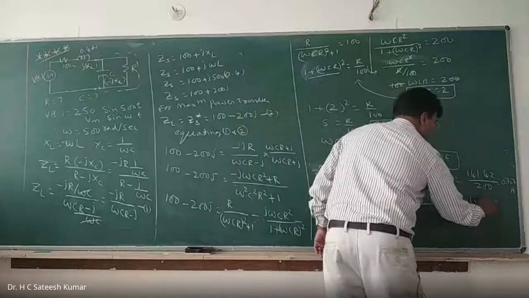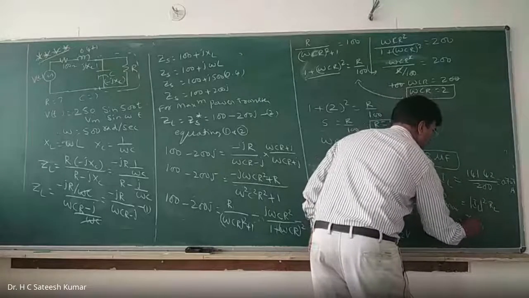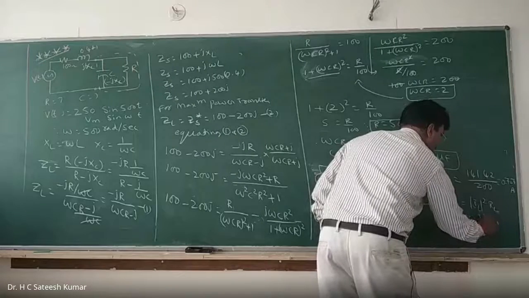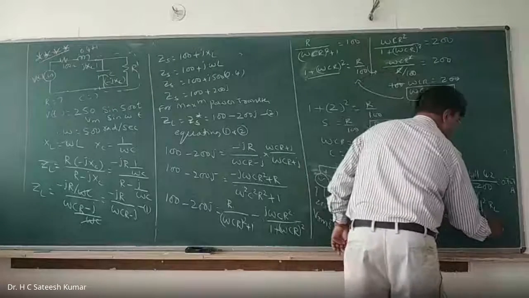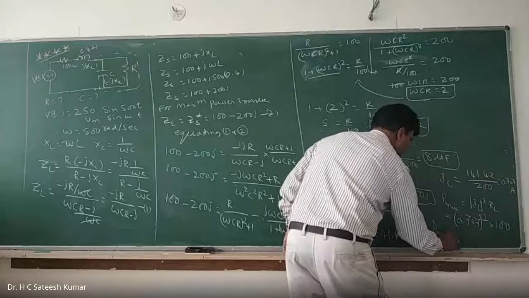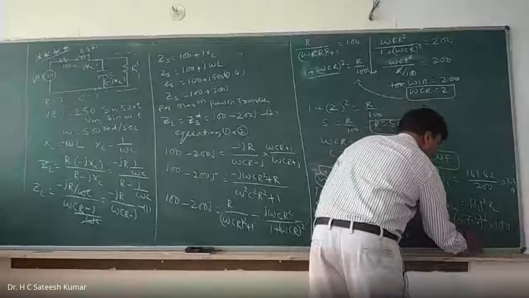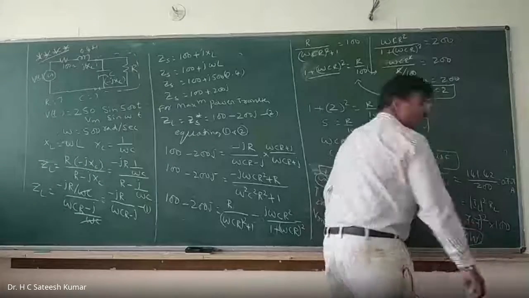Okay, P max is equal to magnitude of IL square into RL, which is equal to 0.707 whole square into RL, which is 100. P max is 50 watts. 50 watts is the maximum power transfer.